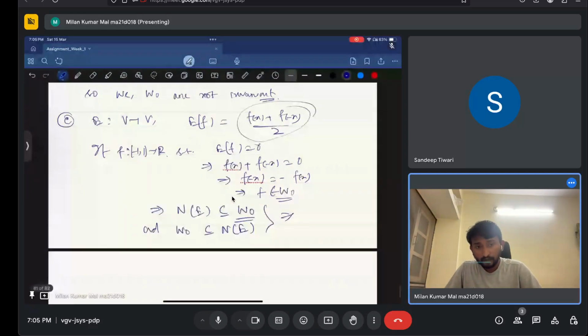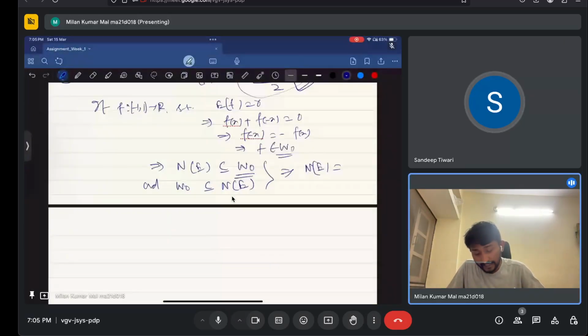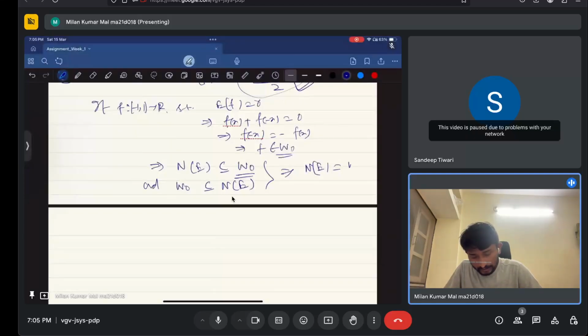So that's why W naught will be a subspace of the null space. So the null space of E is equal to W naught, and the best way to see this is that E is the projection on W naught. So therefore the null space is W naught. So as a statement this is correct, which means this option is not wrong.